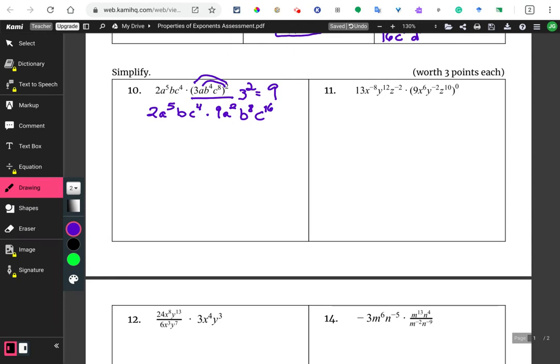Arms up. Okay. So 2 times, then we're going to do this. We're going to multiply it out. 2 times 9 is 18. A to the 5th, we're just going to add those up. A to the 7th. B, got 1 here, plus 8 is 9. Okay. And then we're going to have C, 4 plus 16.